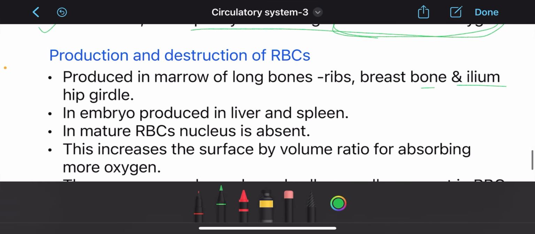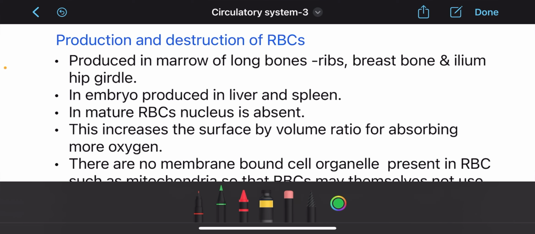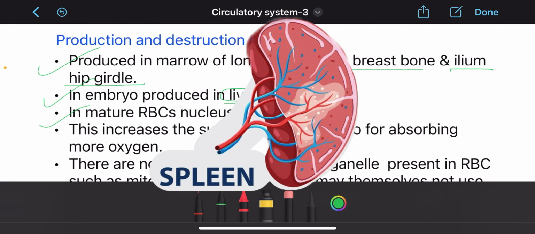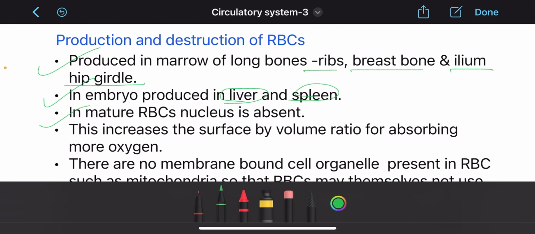Production and destruction of RBC. The RBCs are produced in the marrow of long bones, especially in the case of ribs, breastbone, ilium and hip girdle. In the embryo, they are produced in the liver and spleen. The mature RBCs lack nuclei, but they have one when they are produced. As they mature, the nucleus is lost, they become enucleated. This increases the surface area to volume ratio for absorbing more oxygen.